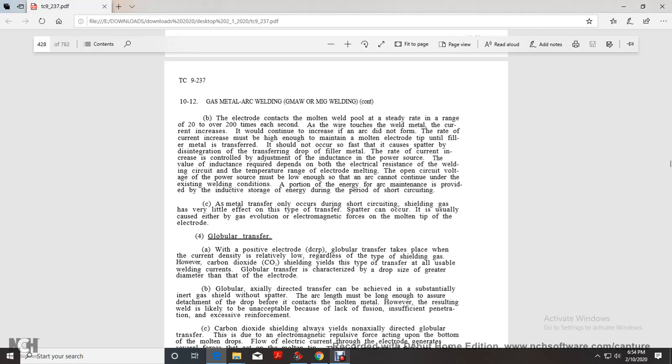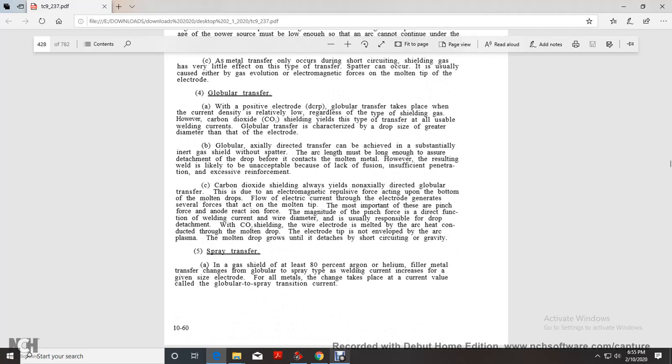The required inductance depends on the voltage, the electrical resistance of the welding circuit, and the temperature range of the electrode melting. The open circuit voltage of the power source must be high enough to continue the arc under the existing welding condition. Part of the energy for arc maintenance is provided by inductive storage of energy during the period of short circuiting. As metal transfers only during the short circuit, the shielding gas has very little effect on the type of transfer. Spatter can occur, usually caused by either gas evolution or electromagnetic forces on the molten tip of the electrode.